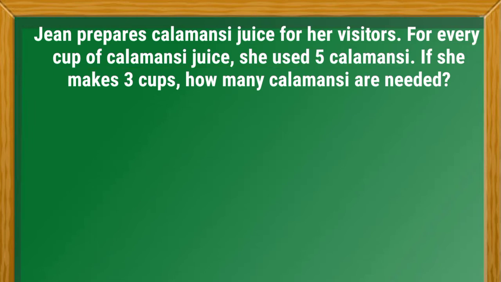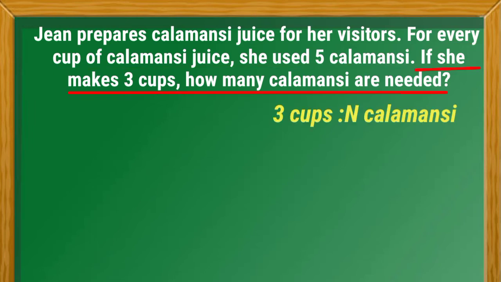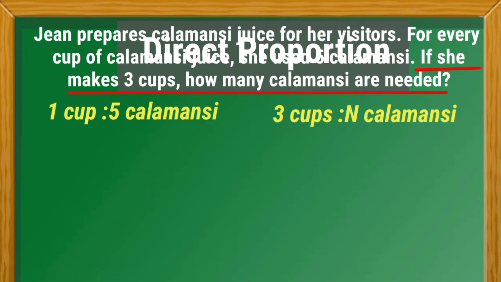So if the question is, if she makes 3 cups, how many calamansi are needed? If we are going to understand what will happen to the number of cups of calamansi juice and the number of calamansi needed, all of them should be increased. So when cups of calamansi increase, the number of calamansi to be used will also increase. So it means this problem is a direct proportion.